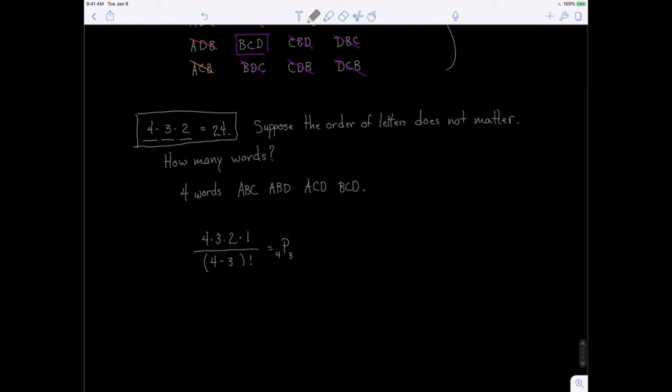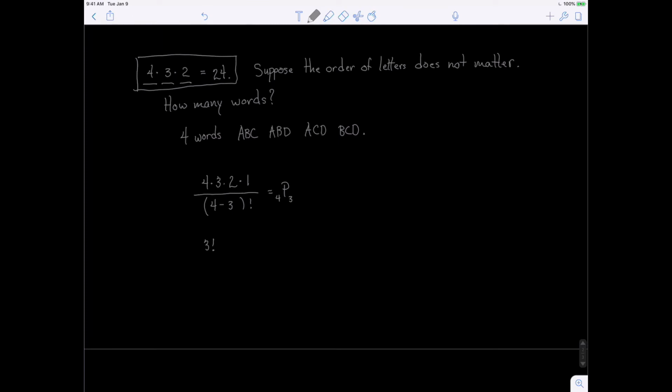Now we said, well, we're just all the groups of 3, those are just repeats. So if you have a group of 3, that can make 3 factorial copies of itself, but we just want 1. So what we needed to do to get our final answer is we needed to take our permutation and divide it by the repeats, since order does not matter. So, in other words, what we've done is this. So the total number of words we said was, well, it's 4 permute 3. And then we divided that by 3 factorial.